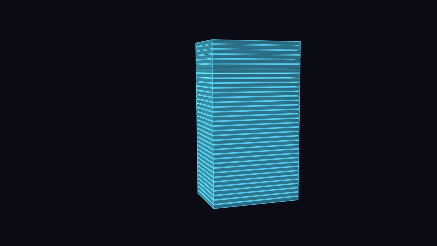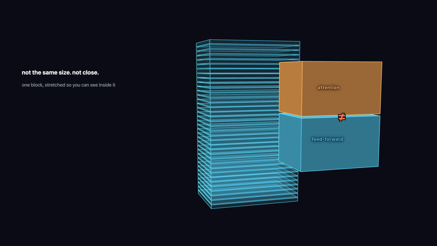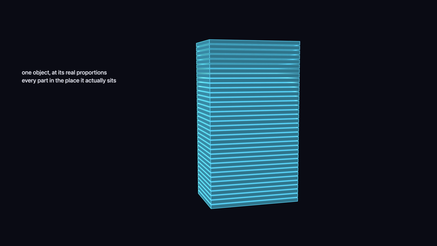There is a second problem, and it is quieter. Almost every transformer diagram draws attention and the feed-forward network as two boxes of about the same size. They are not the same size, they are not close, and they have been getting further apart every year. So, one object, drawn at its real proportions. Every part in the place it actually sits.